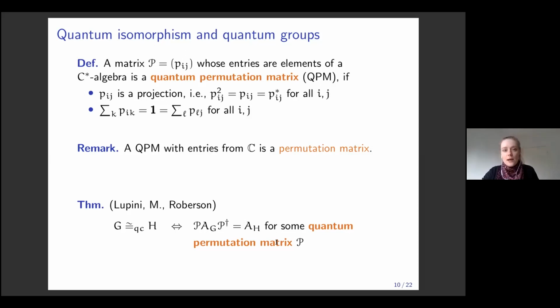Right? So now if someone from the area of quantum groups wanted to define quantum isomorphism, it would be completely natural for them to take this matrix-based definition and replace this permutation matrix with a quantum permutation matrix. And it turns out that the notion they would arrive at, if this is the definition they started with, would be equivalent to our definition that we started with in terms of this non-local game.